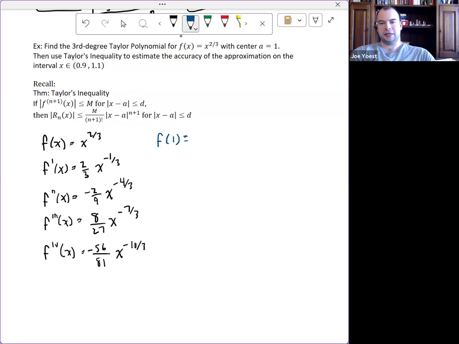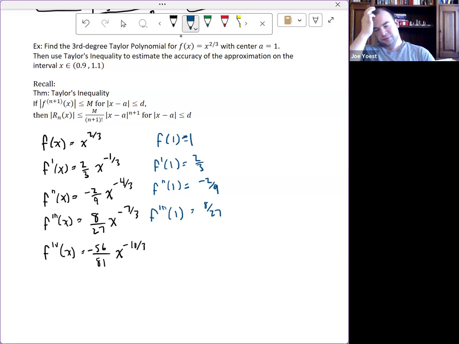I note that f of 1 is 1. F prime of 1 is 2/3. F double prime of 1 is negative 2/9. F triple prime of 1 is 8 over 27. And my goal is to find the third degree Taylor polynomial, or the third partial sum of the Taylor series.